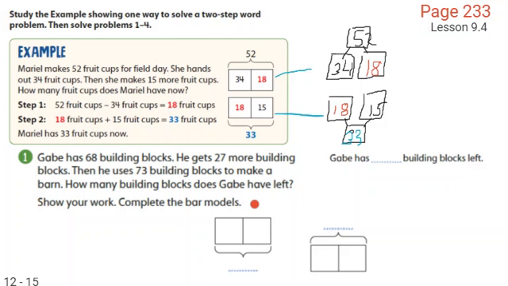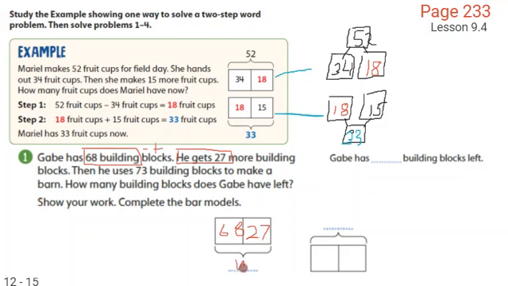Let's go through here. Gabe has 68, right? He gets 27 more. So what that's telling me is that both of these are parts. He has some, and then he gets more. So that's going to be addition. I'm going to put 68 and 27 in here, so you're trying to find this total, or this whole right here. So whole 1, that's what I'm going to call it. Okay?